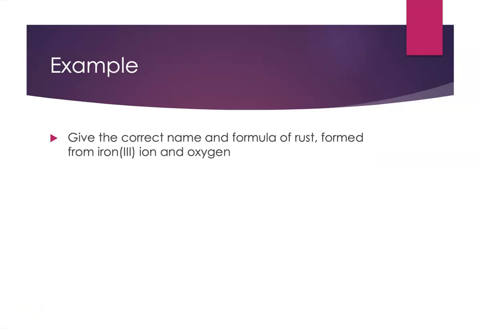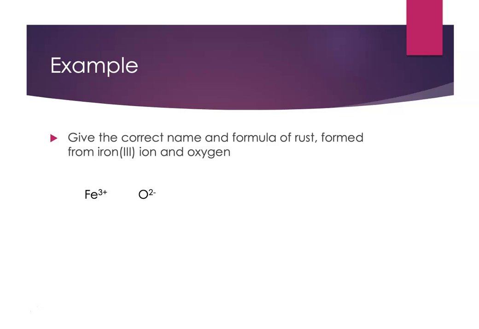All right, let's work through an example together. What's the correct name and formula of the compound known colloquially as rust, formed from the iron 3 ion reacting with oxygen? So we know it's iron 3, Fe3+, we're told that. And we know oxygen is a group 16 element, so when it forms an anion, its charge will be -2. We write them side by side.